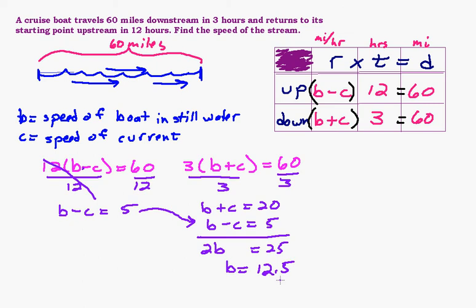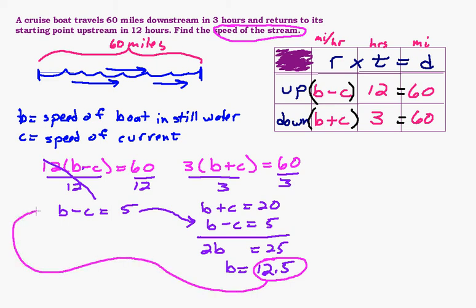Okay, but what did they ask? Find the speed of the stream. So what they want to know is the speed of the current. So we have to figure out C. Well, we can just take our B value right here and put it in there. You could put it up here too, the B plus C equals 20. It doesn't matter. Just put it back into one of these equations. Actually, you could put it back into these big ones that we first got, but why would you do that? That's just more work. They'd still get the right answer.